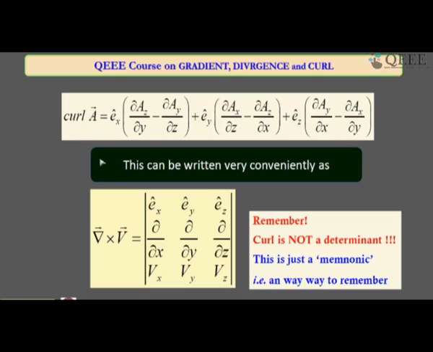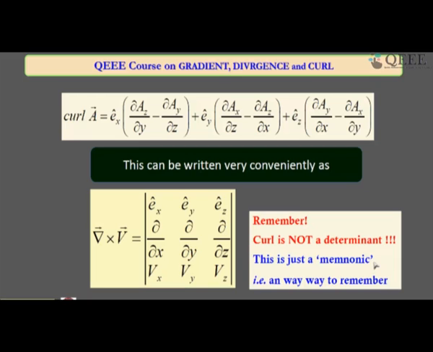Curl A is equal, sorry, V, same vector. I have put V vector here, A vector here, so I mean the same vector. Curl of a vector can be written in this way, and it also can be written as del cross A. It should be the same vector. Whether you remember this or you remember this, you must remember this. The curl is not a determinant. The curl is a vector with three components.